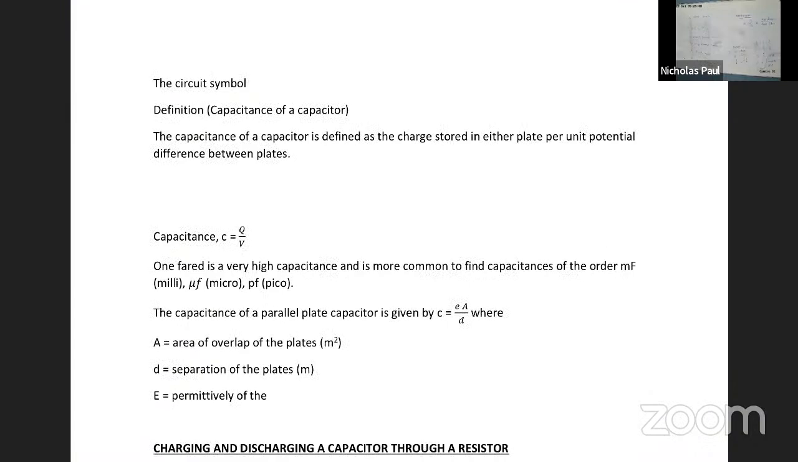The circuit symbol for capacitance, that's the circuit symbol for capacitance, right? And we looked at the definition already.